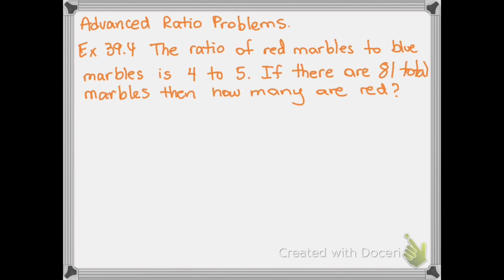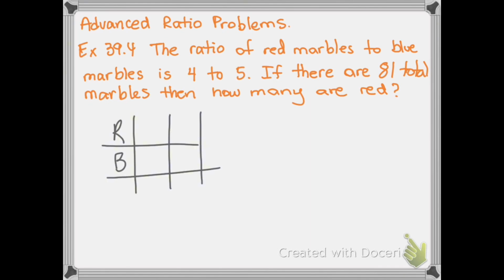Advanced ratio problems are the same as the ratio problems that we did, but they are going to include the total. So let's read it. The ratio of red marbles to blue marbles is 4:5. So I write my ratio box, and the red is 4 and the blue is 5. This is the ratio. And then it says that there are 81 total marbles. So notice that now they're mentioning the total. Now 81 is not the ratio, but it is the actual count.